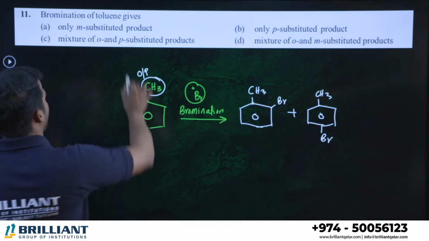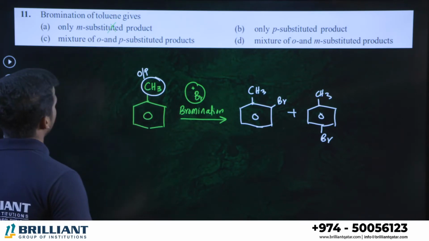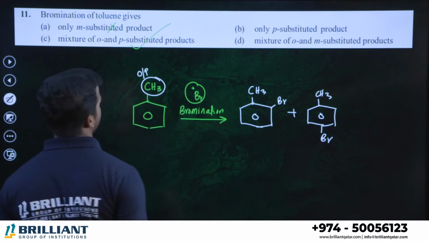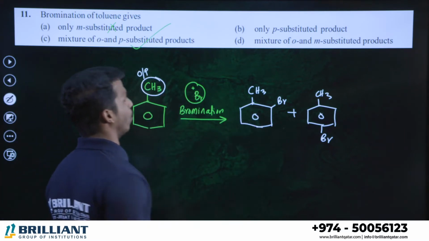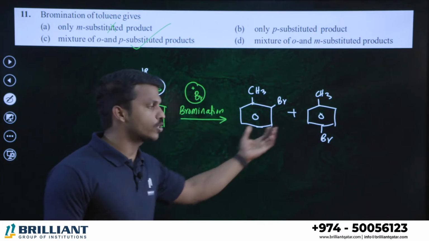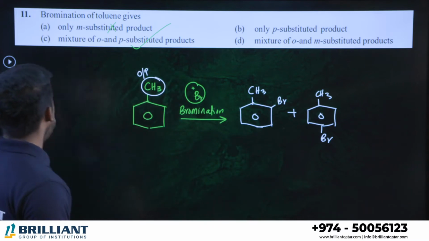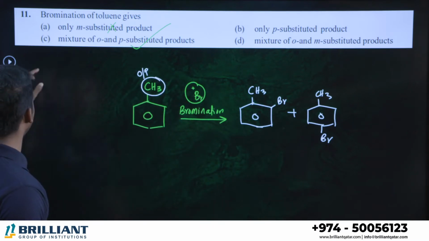Only meta products won't get you. And only para, no. Mixture of ortho and para substituted product, yes. Mixture of ortho and meta, no. Suppose they are asking you, which is the major product forming? Of course, para is the major product because of the greater symmetry, right? So option C is the answer for question number 11.